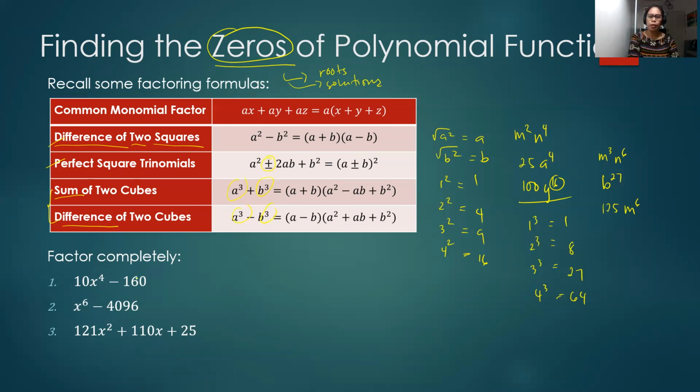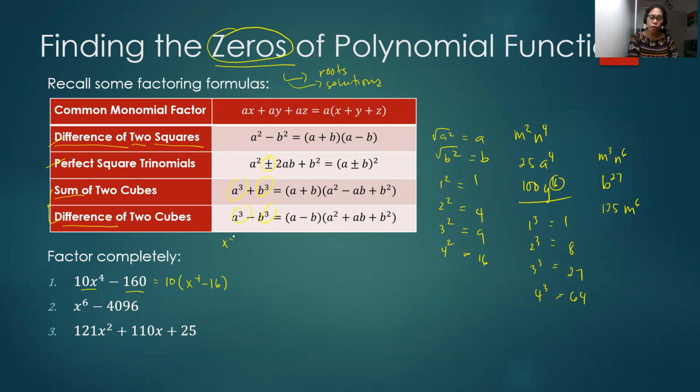So 10x to the fourth minus 160. We know that both terms have a common factor. Maybe we can work on the GCF first, move out the GCF, and the GCF is 10. And then we'll divide both terms by the GCF 10. So as we divide 10x to the fourth by 10, we have x to the fourth. And then negative 160 by 10, we have negative 16. After doing so, these are the factors, but these are not the complete factors because obviously the second factor is still factorable, and this is the difference of two squares.